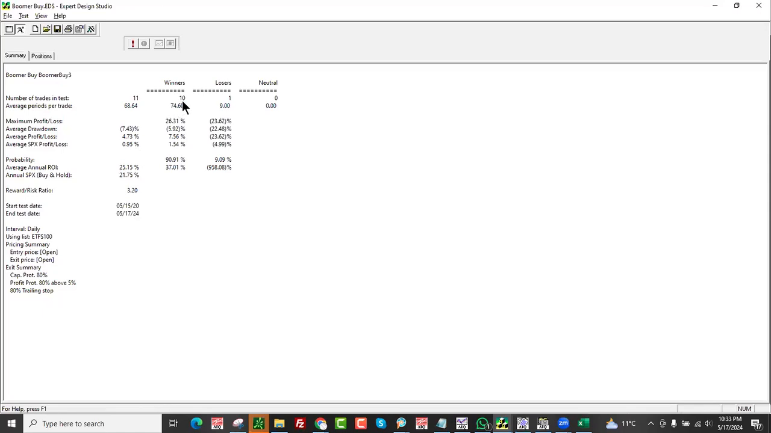You've got 10 winners and 1 loser. It's not a bad ratio, a reward risk ratio of 3.2, but not a lot of trades. You need more tickers in here. Trading 2.5 times a year is not something I'm going to do. But if I was using this as part of an armory of trading strategies, this might be a good one to bear in mind. So that's Boomer Buy.